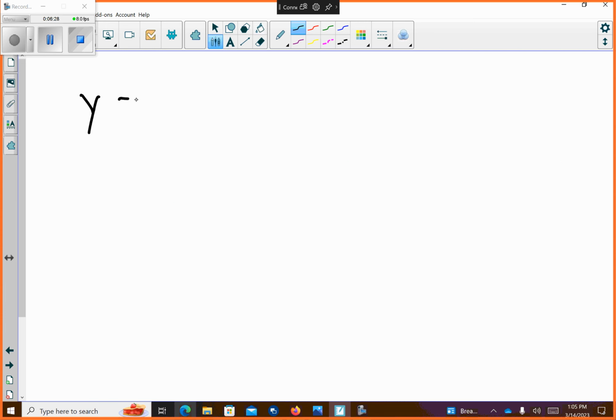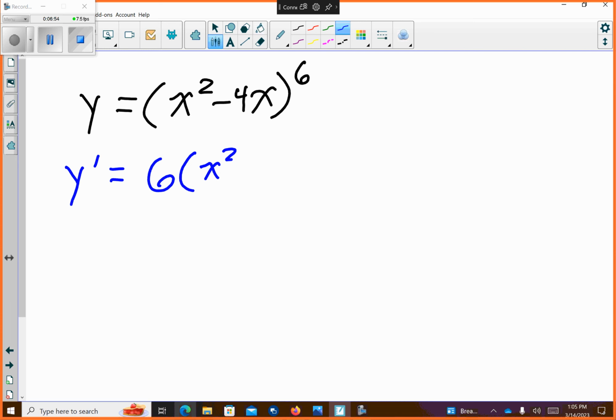So I have y equals x squared minus 4x, and it's raised to the 6th power. If I just had the x squared minus 4x, the derivative all day is 2x minus 4. That's relatively simple. But we have this outside thing. So in order to do the derivative of it, I'm going to bring the 6 out front times what was inside the parentheses, lower the exponent by 1, and then multiply it times the derivative of the inside, and that becomes the entire derivative. So you're doing a derivative compounded with a derivative.